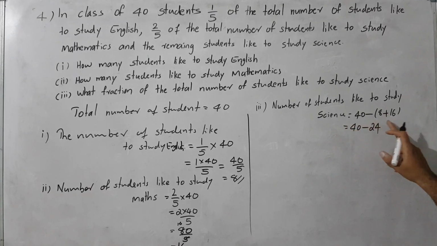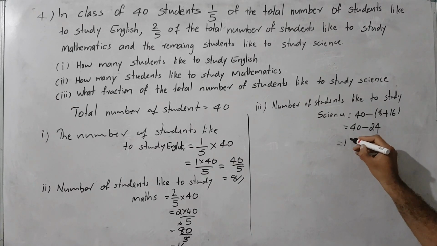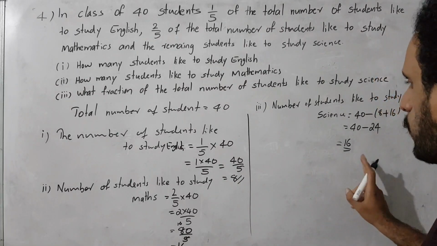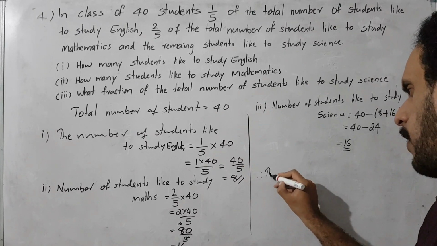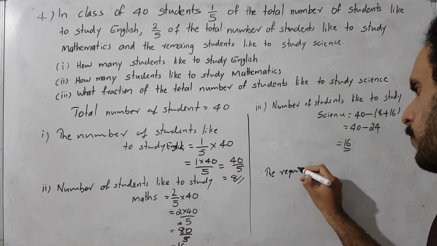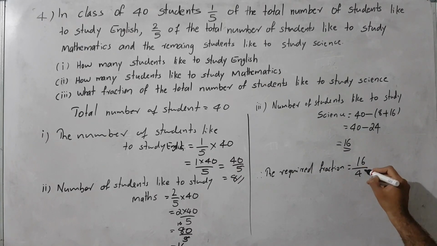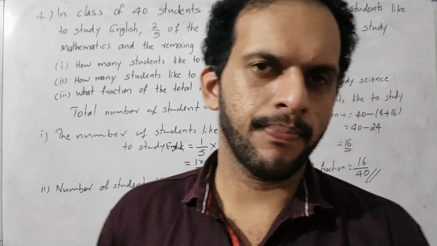That is 40 minus (8 plus 16), 40 minus 24. What is 40 minus 24? It is equal to 16. Okay, then what is the question? The question does not ask for the number of students, the question asks for the fraction form. Therefore, the required fraction is equal to 16 by 40. Correct?